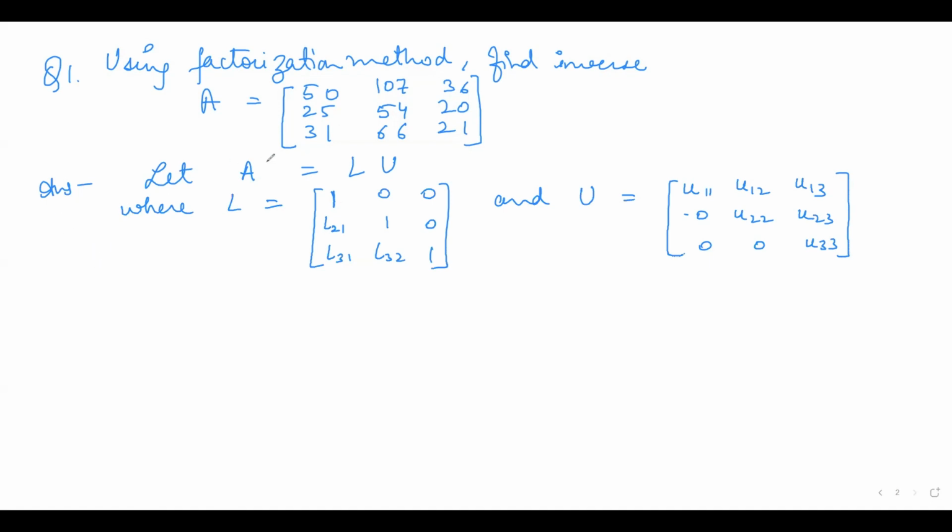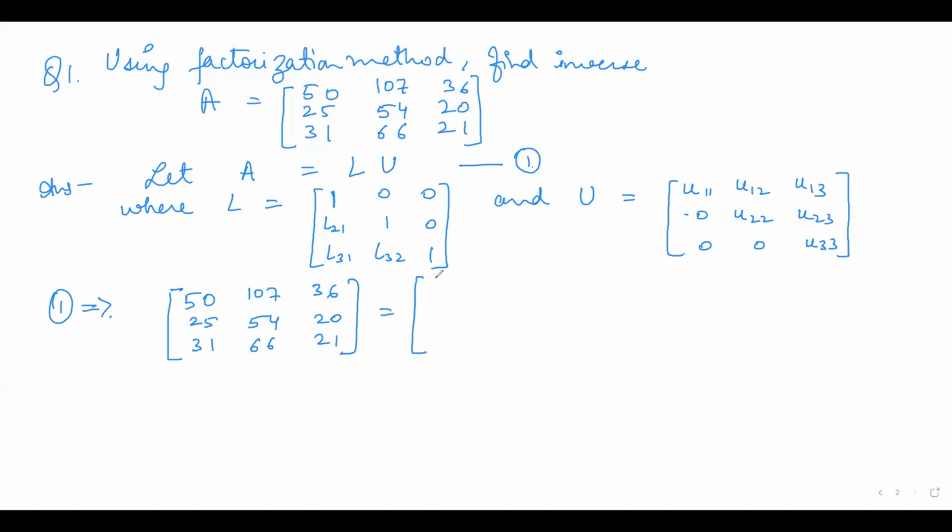Now, as I have assumed A to be equal to L multiplied by U, I'll just substitute all the values in equation 1. The left-hand side is my matrix A, which is equal to L and then U. I'll multiply both of them.